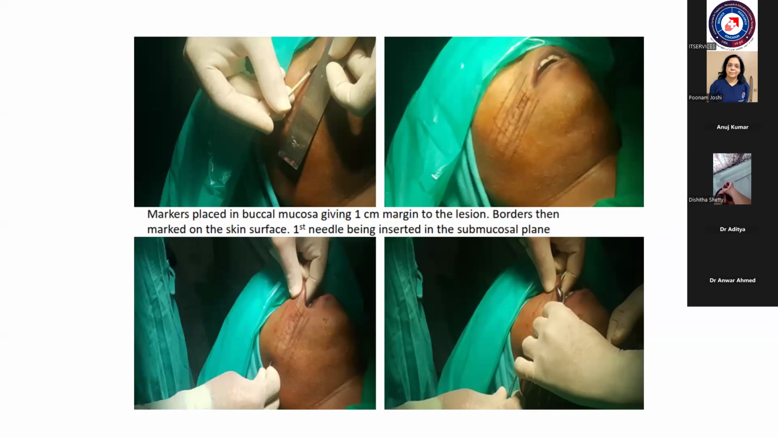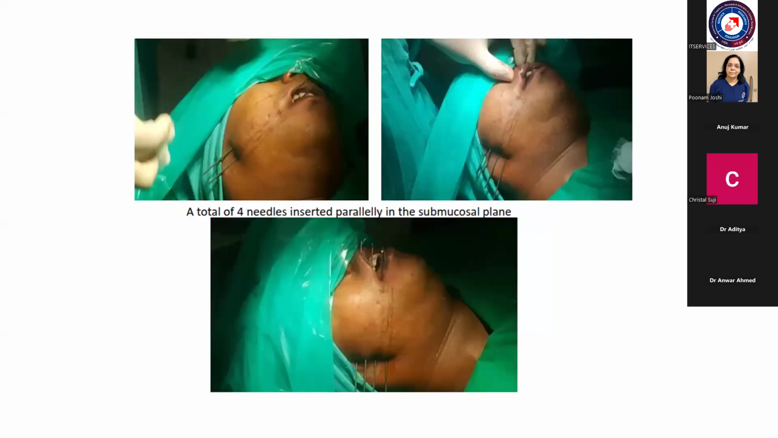So we mark the tumor borders, and then we again draw through which areas we are going to implant these needles, so that, as we can see here in the second image, we draw, and then see that the sources are parallel and equidistant to each other, and the two-plane implant geometry is maintained. So we can see the first needle being inserted in the submucosal plane here. In this patient, a total of 4 needles were inserted parallelly first in the submucosal plane.